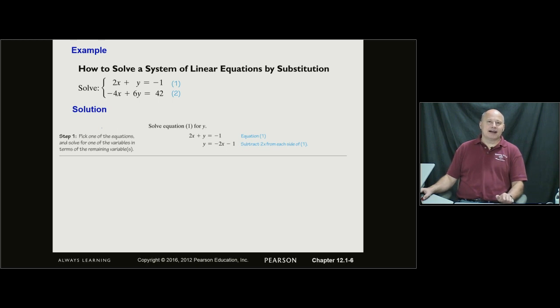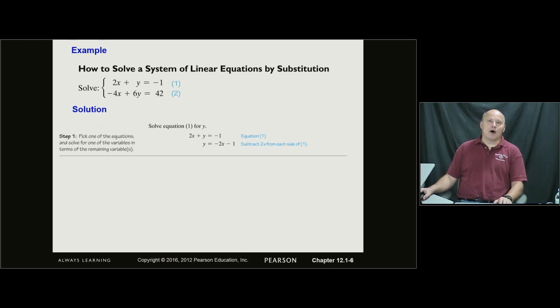And so to isolate the y in the first equation, all you had to do is subtract the 2x, and that's what they did. So it's usually best to solve for the variable without any coefficient other than 1. If you have a coefficient other than 1, then that one would be more complicated to solve for. So you've got to be careful with that.